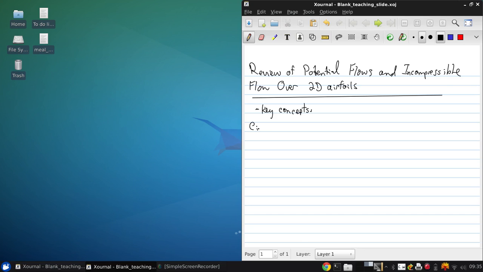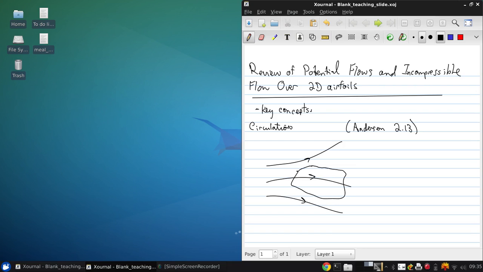So the first of these concepts that I want to review is circulation, in 2.13 of Anderson. This concept of circulation is fundamental to the calculation of lift. In general, you can imagine some arbitrary flow where we have streamlines, and if we take any contour C in this flow field, the edge of that contour can be defined by many small vectors, ds.